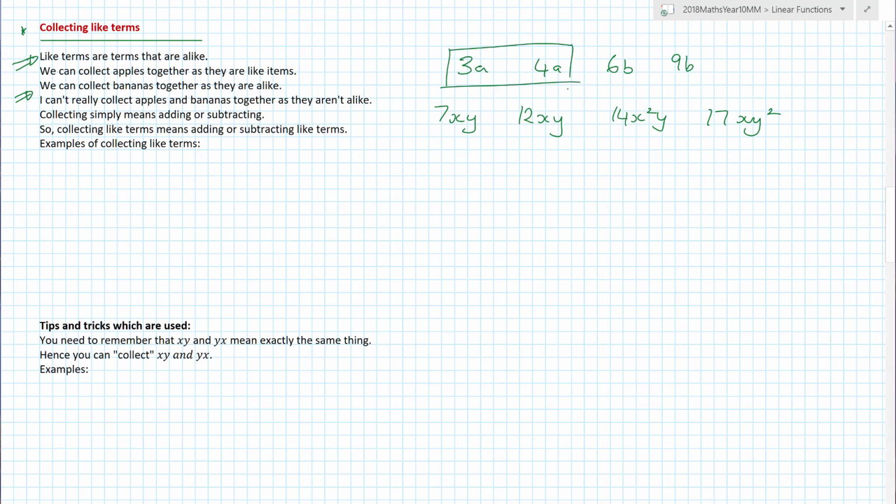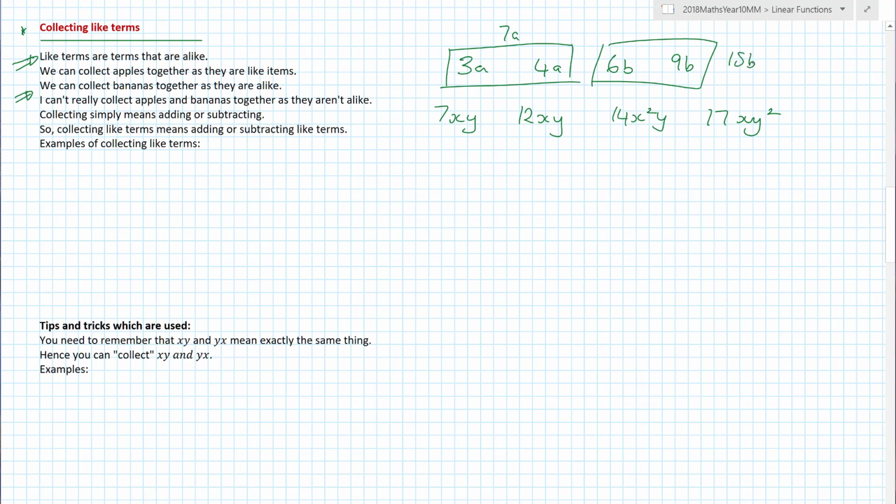So in this situation, I could collect 3a and 4a together. And collecting basically means adding or subtracting, depending on what the question is asking you. So 3a and 4a is 7a. That's collecting if I was adding them together. I can do 6 bananas and 9 bananas to give me 15 bananas.